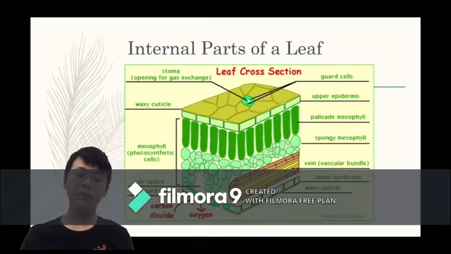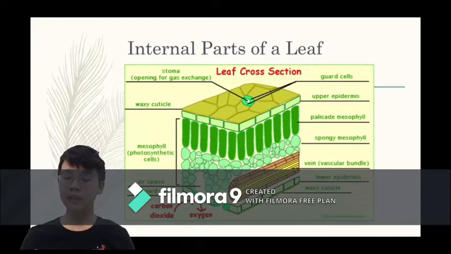Under the palisade mesophyll, we have the spongy mesophyll. The cells of the spongy mesophyll are irregular in shape. They contain some chloroplasts. This means that they can do photosynthesis, but not as much as the palisade mesophyll. The cells of the spongy mesophyll are also pretty far apart, and the area between them is called the intercellular space.